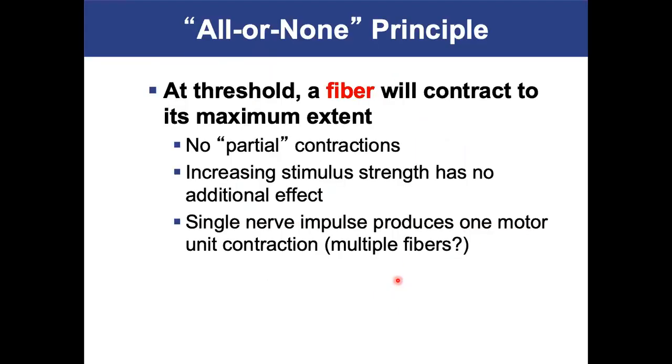All or none principle. So at threshold, a fiber will contract to its maximum extent. So if a muscle fiber hits threshold, it is going to contract. It doesn't do a partial contraction.